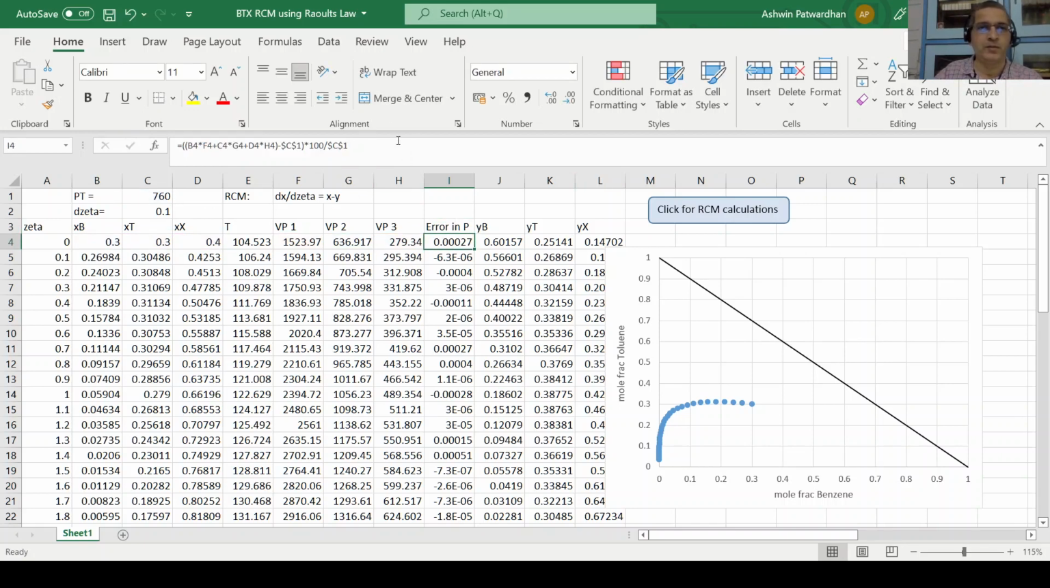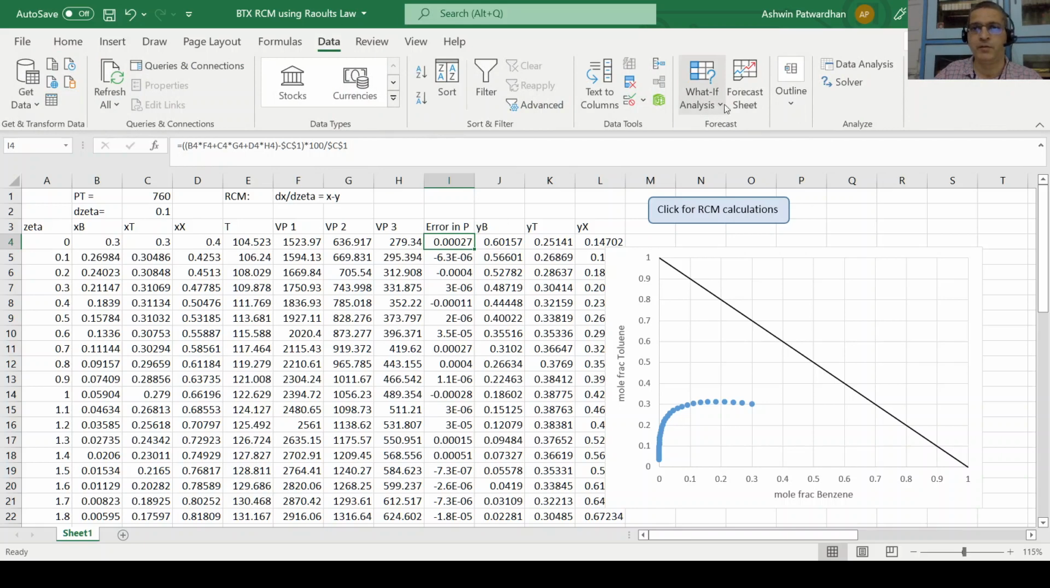Now we do goal seek. For that, we use the Data menu, and then there is a function called What-If Analysis, Goal Seek. So we say this value, I want to make it 0 by changing this cell, the temperature, and of course it will calculate; it's already calculated. Then correspondingly we calculate y, the mole fraction of benzene in the vapor, toluene in the vapor, and xylene in the vapor.